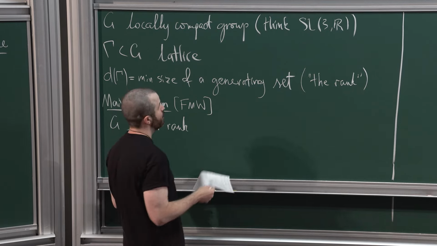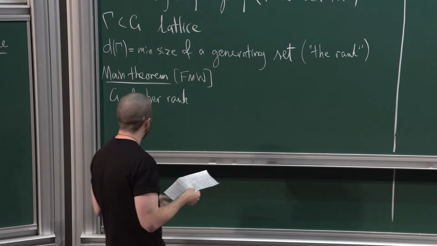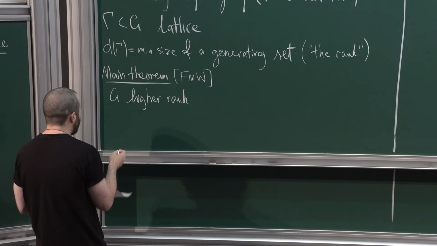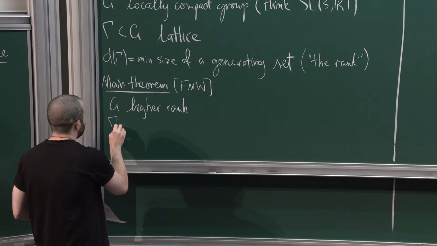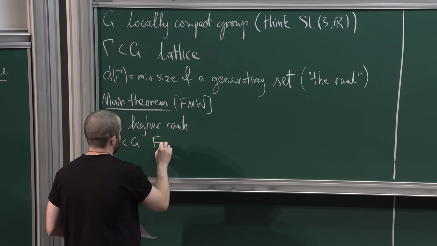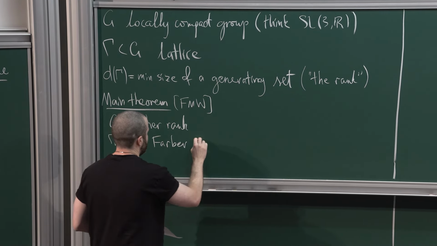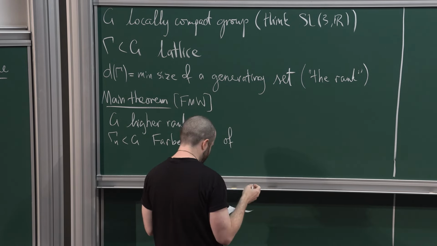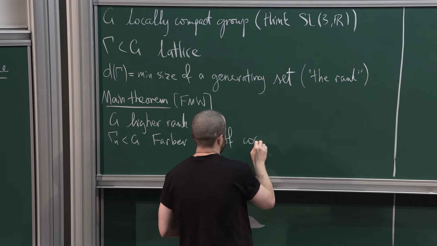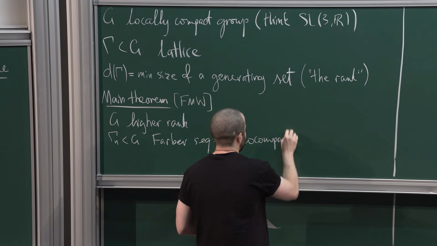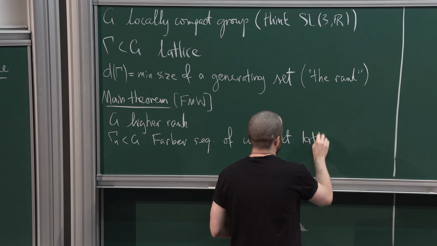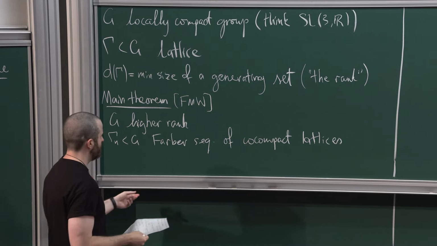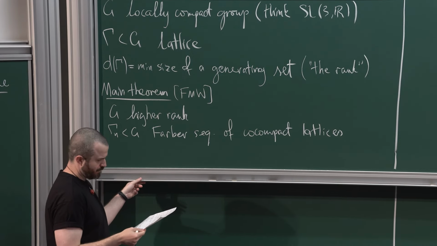OK, so our friend SL3R is the candidate. It's also some other groups, but the Lie setting is the most interesting. And then I'm going to take what's called a Farber sequence of lattices in this group. And I'm going to restrict to the case of co-compact lattices. OK, I'll say something about this assumption of Farberness. It's some kind of non-degeneracy assumption.